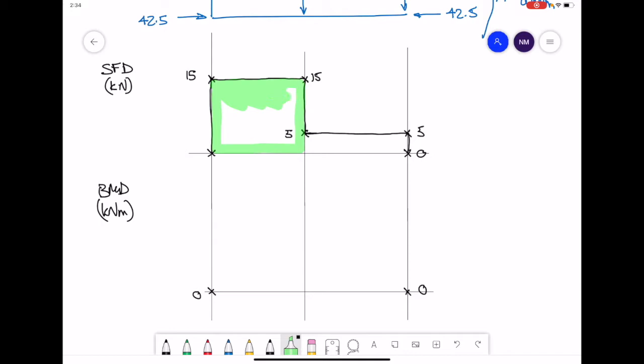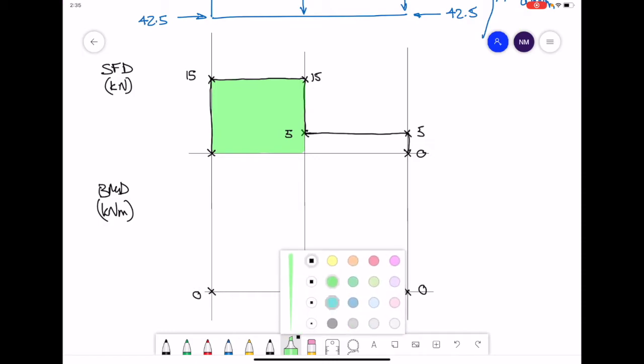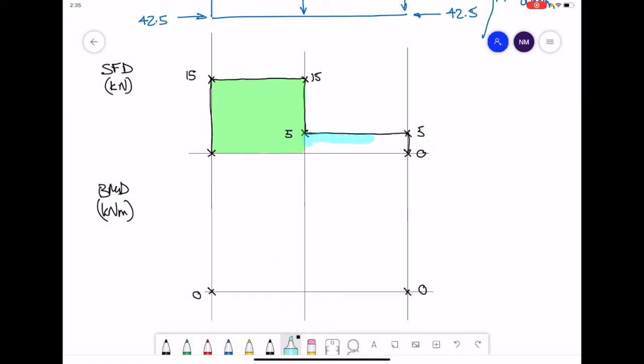So first we're going to work out what this green area is. Then I'm going to work out what this area here is. We use these areas to give us the value on our bending moment diagram.